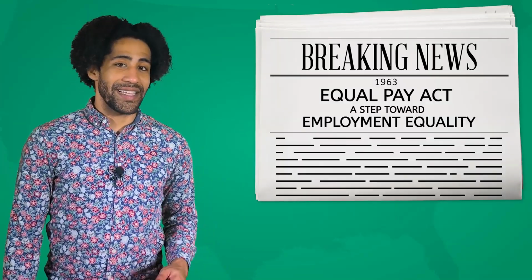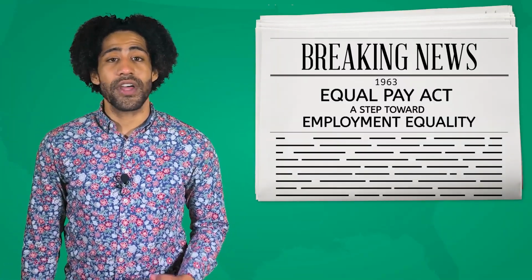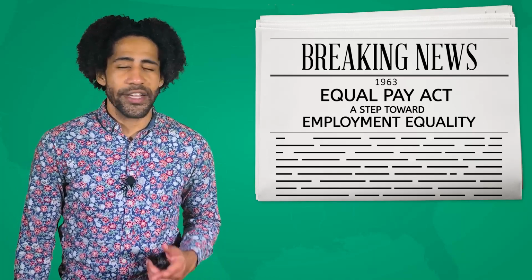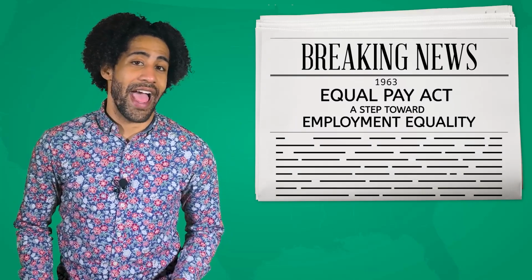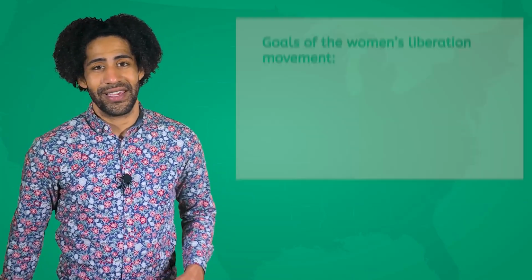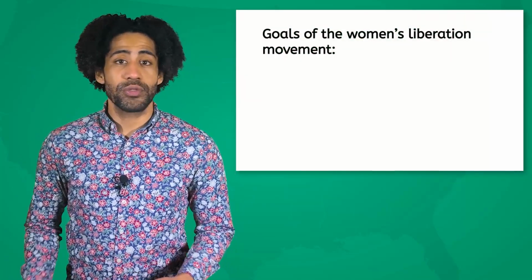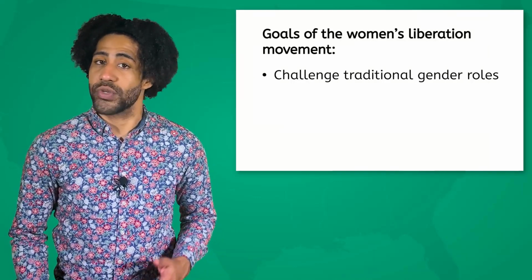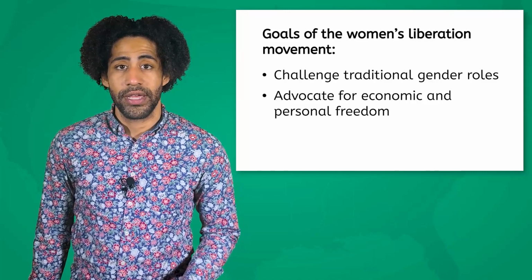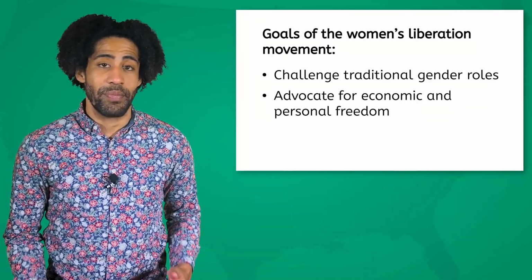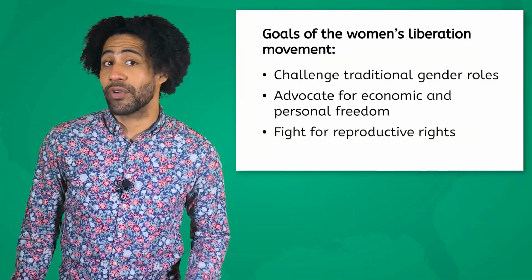In the 1960s, this movement focused on fighting for legal equality, especially in the workplace, leading to legislation like the Equal Pay Act of 1963. By the 70s, the goals broadened to include challenging traditional gender roles and advocating for greater personal freedom, like the ability to independently open a bank account and access reproductive medical care.